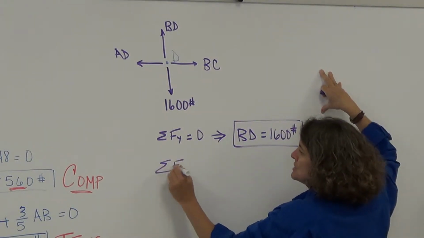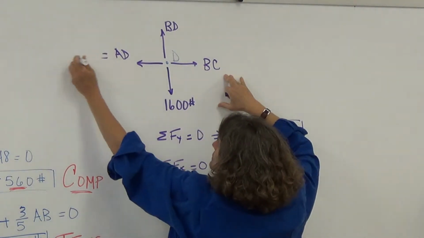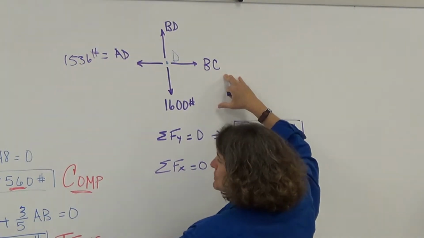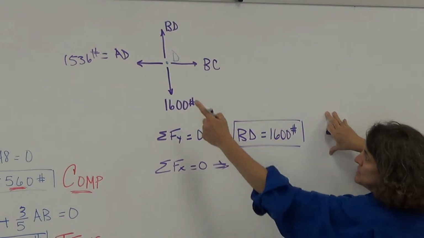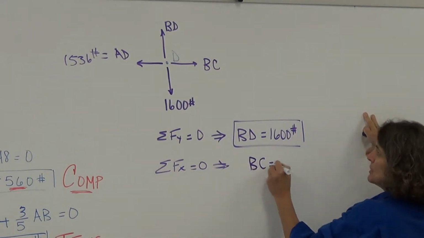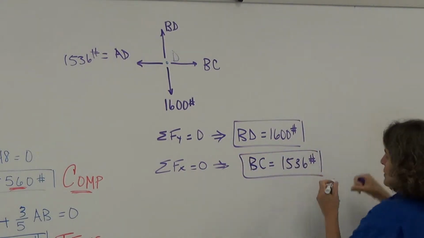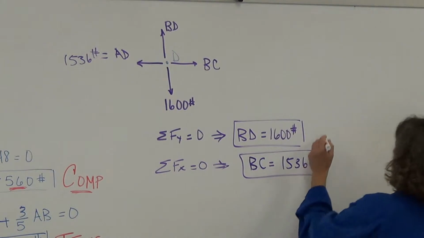And the sum of the forces in the x equals 0. AD we already learned is 1536. Whatever it's here, positive or negative, that's what it's here. It's positive, positive. So that means that BC is also going to be positive 1536. Since both of these came out to be positive values, are they tension or compression? They're both going to be tension.